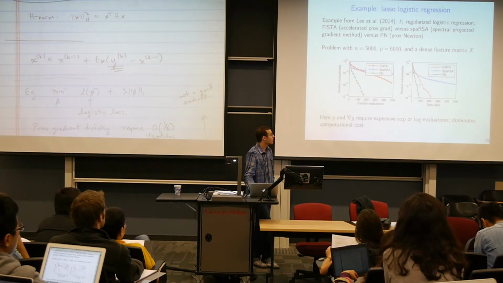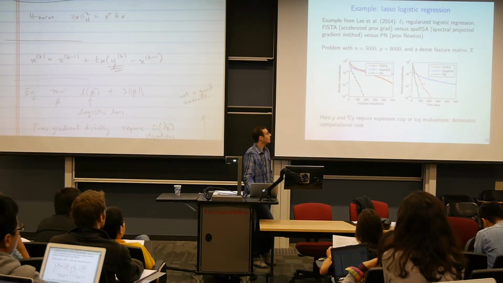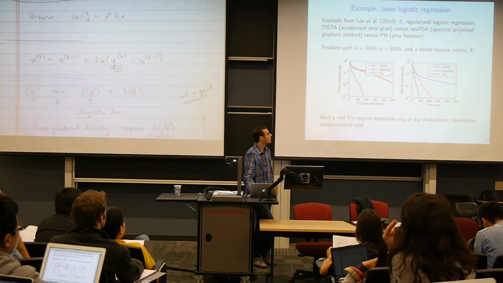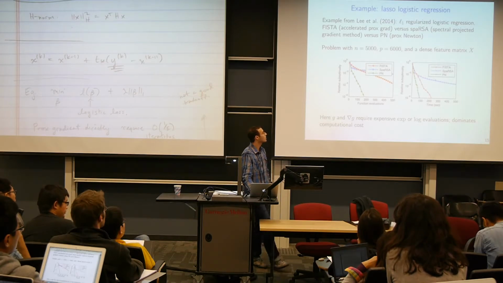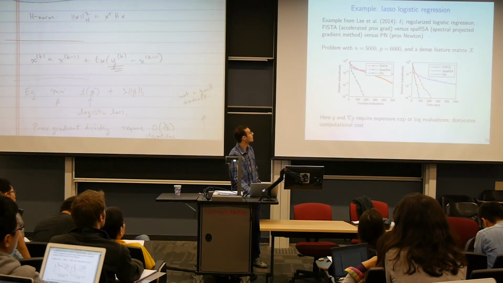It was also implemented very carefully by Jerry Friedman, the first author on that GLMNet paper. He writes code in Fortran that's very efficient. FISTA, I don't remember if it's implemented in C or not, but it's a little slower. You can see its convergence regime is different, and this sparse spectral algorithm is not very good.